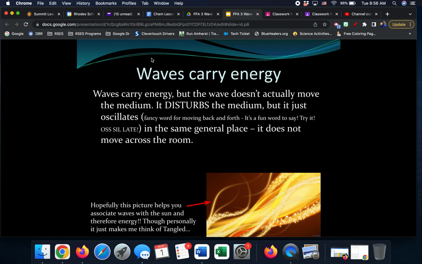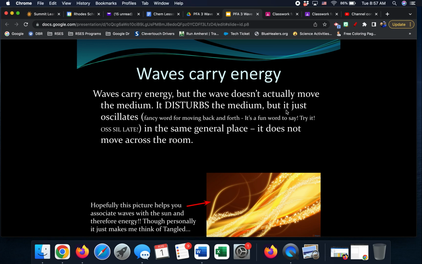So we said this already, but we're going to say it a bunch so it sinks in. Waves carry energy, but they don't really move the medium. It just oscillates, which is a really fancy way of saying moves back and forth in the same place, but it doesn't move across the room. Think of dominoes.